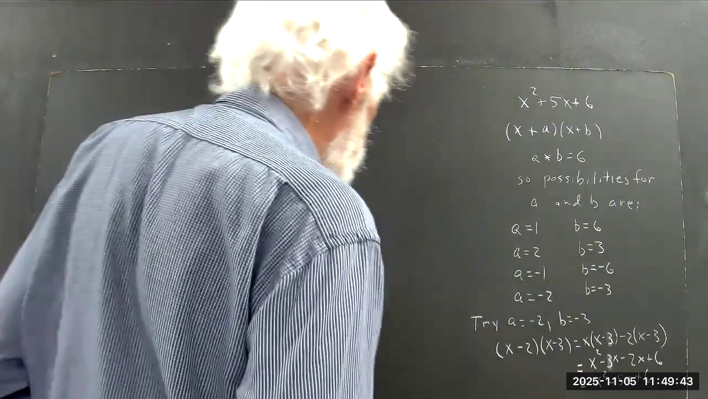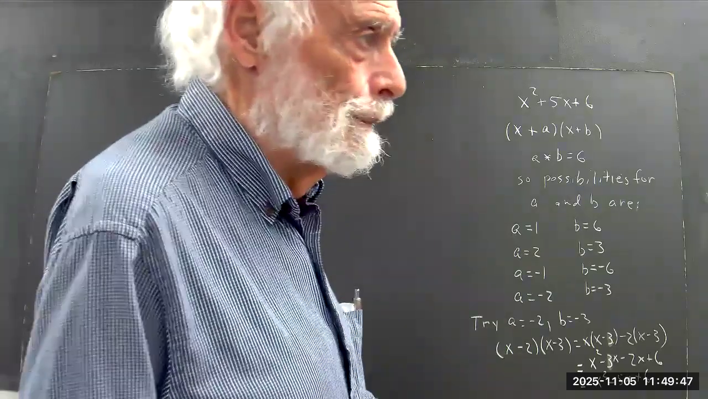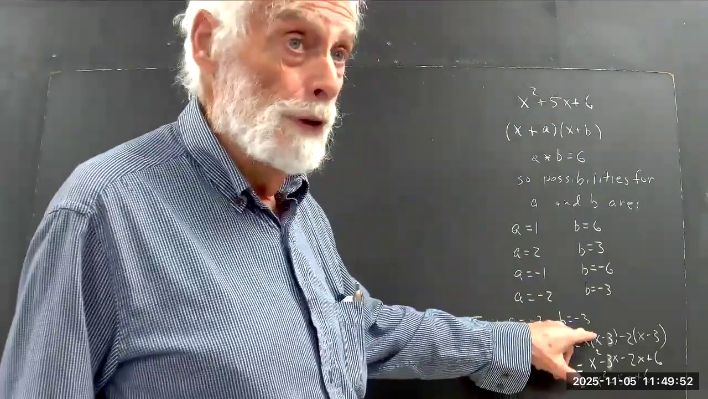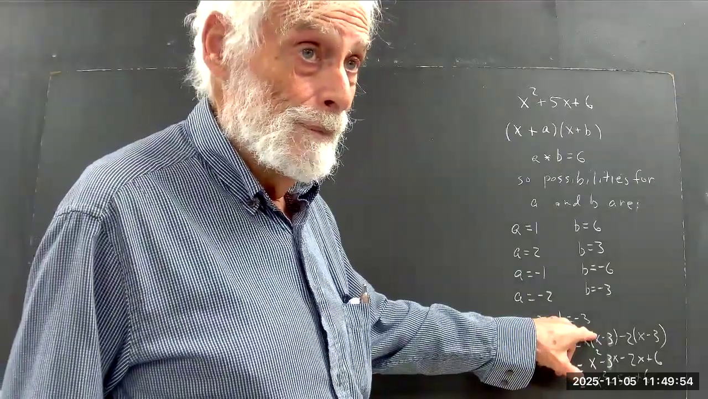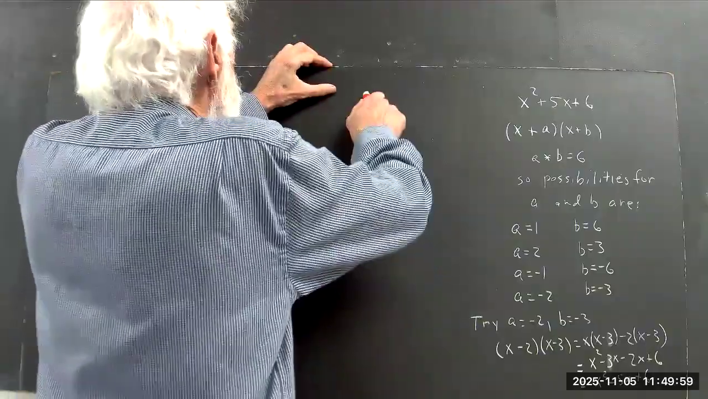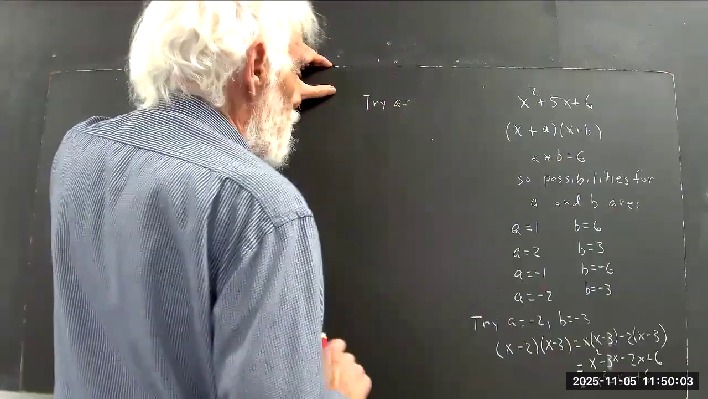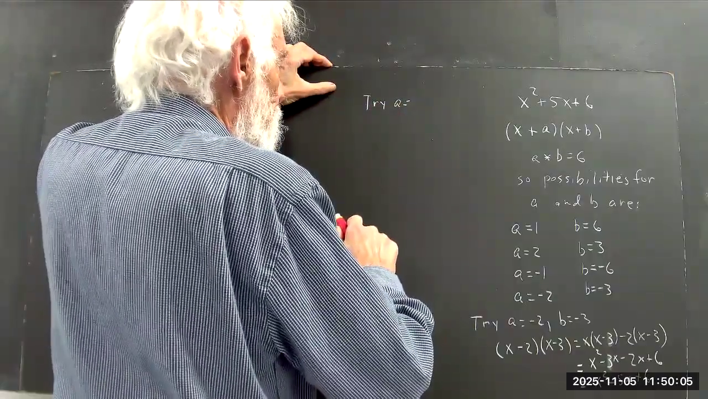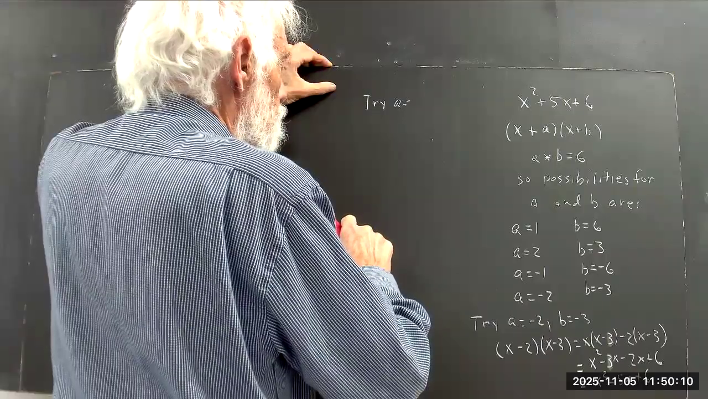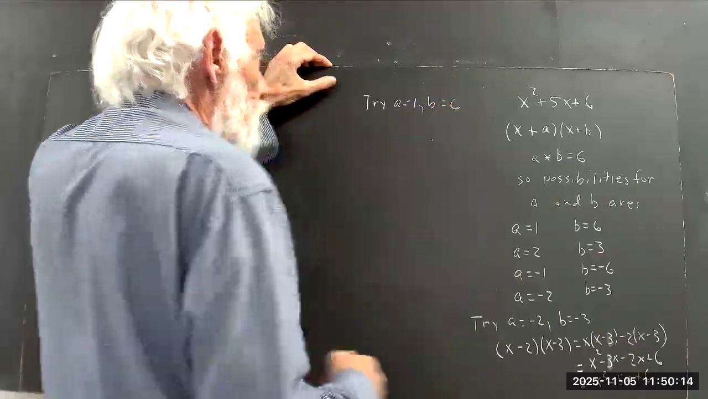Well, we could try. One thing this tells you is if you want a positive here, you don't use negatives on both of these. Okay? But maybe you could use a negative on one of them. Let's try another one. No, we'll try A equals 1, B equals 6. It's at the top of the list.